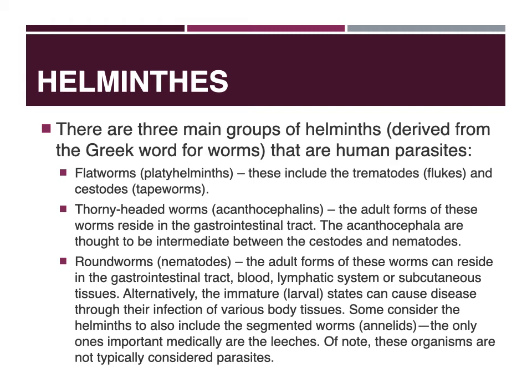So if you've ever seen a flounder, a fish that kind of skirts along the bottom of the ocean, it has a very flat appearance to it. So flukes almost look like flounders, but much smaller. Okay. Cestodes, tapeworms, these have segmented pieces to them.